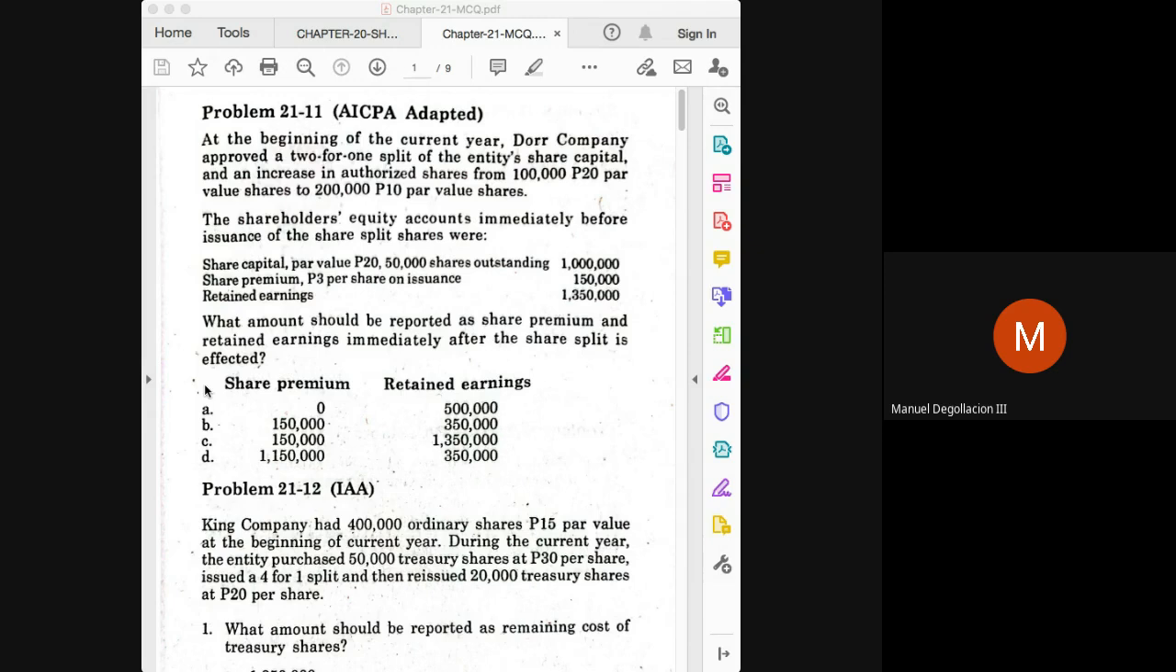So the takeaway from problem 21-11 is that your stock split or your share split will not affect the balances of the individual components of your shareholders' equity. Okay, so even if you are also asked how much is your share capital, it will still be 1 million. But instead of the 1 million representing 50,000 shares outstanding, after the stock split, the 1 million will now be representative of 100,000 outstanding shares.